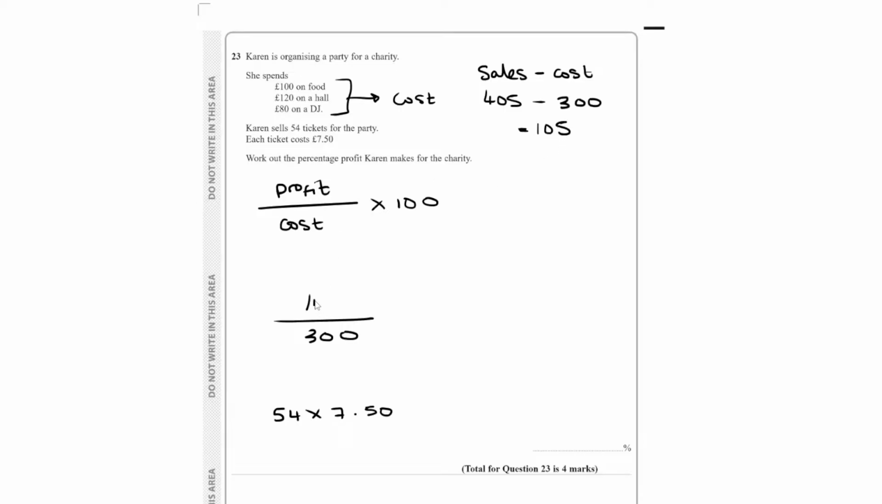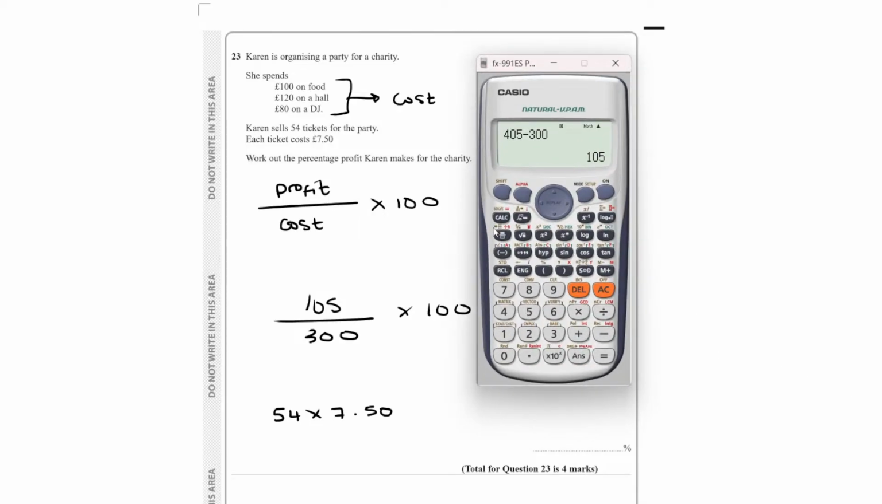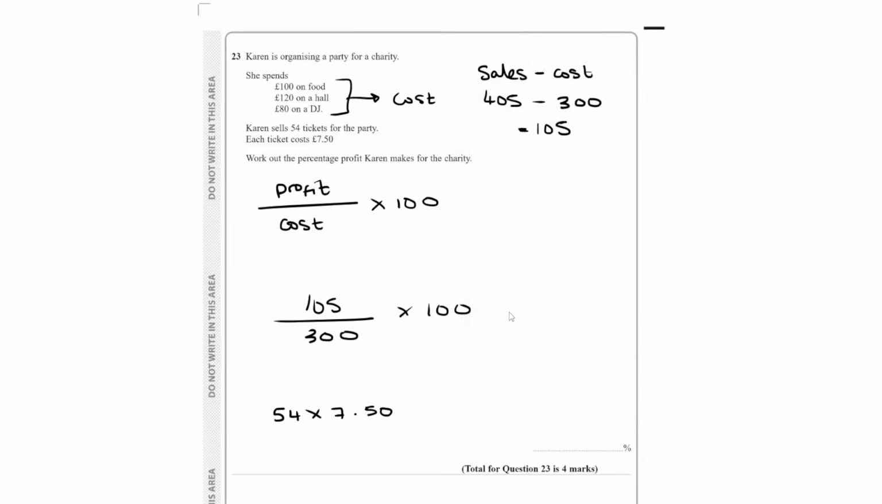So for my formula, £105 divided by the original 300 times by 100. And then we can just put that in the calculator. It's 35. And that seems like quite a nice number, doesn't it? It's not loads of decimals, so I feel like you go, yeah, that would make sense. That seems like a reasonable answer. Okay, so 4 marks for percentage profit.